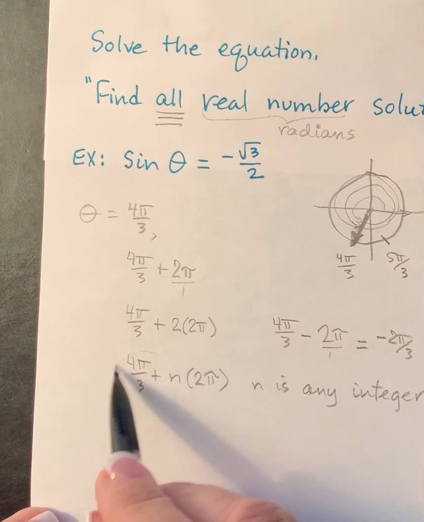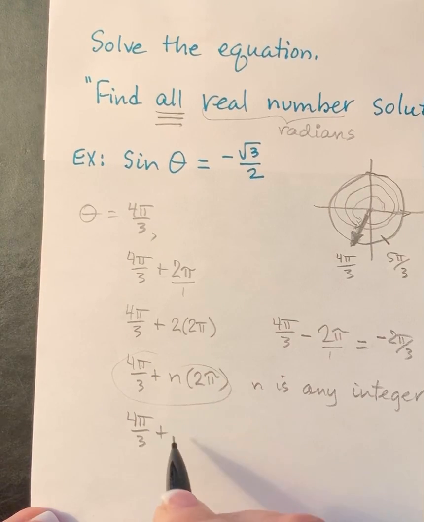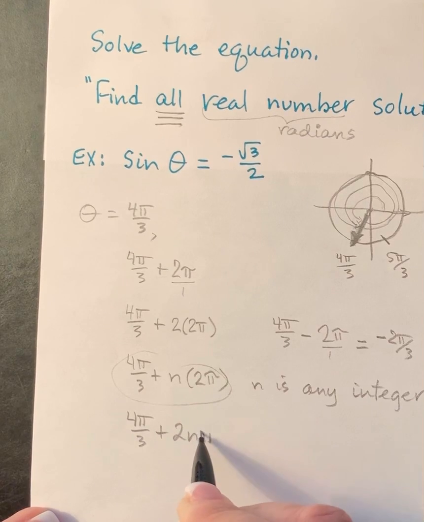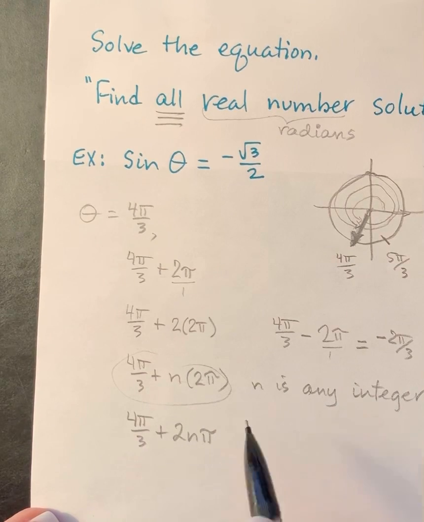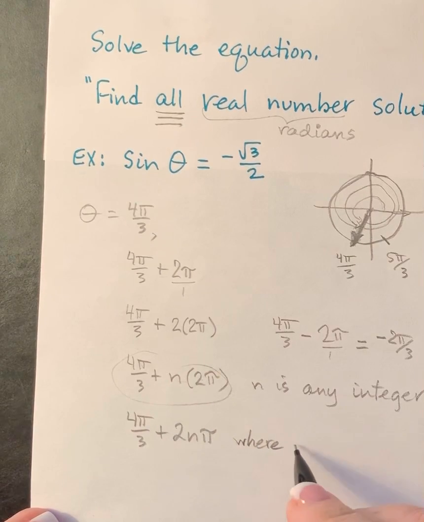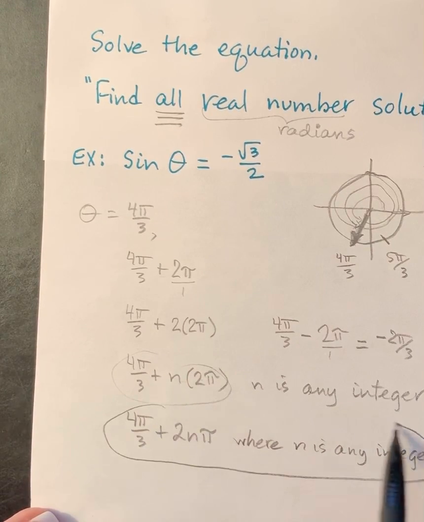So what we usually write for this is 4 pi over 3 plus 2n pi. The n kind of sneaks in the middle there. It's a little bit easier to say. A lot of times people just assume that you know that n is any integer. Your textbook says where, they actually write it out, n is any integer. Okay, so all of these are solutions.